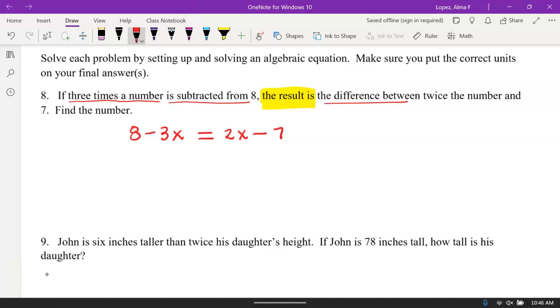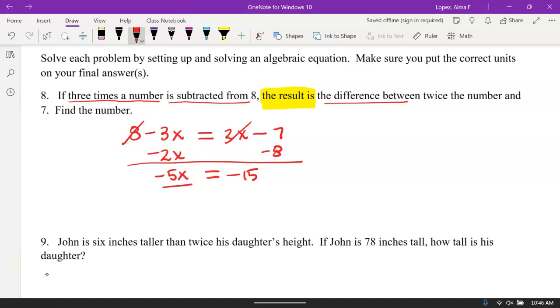Remember, we want to get all of our x's on one side, all of the constants on the other. I'm going to again continue to solve with my x's on the left, so I'll move the 8 over to the right hand side. When it crosses over the equal sign, it becomes a -8. The 2x I'd like on the left, so when that 2x comes over to the other side, it's going to become a -2x. Now clean it up. I'm going to combine the like terms on the left hand side. -3x and -2x add up to -5x. -7 and -8 add up to -15.